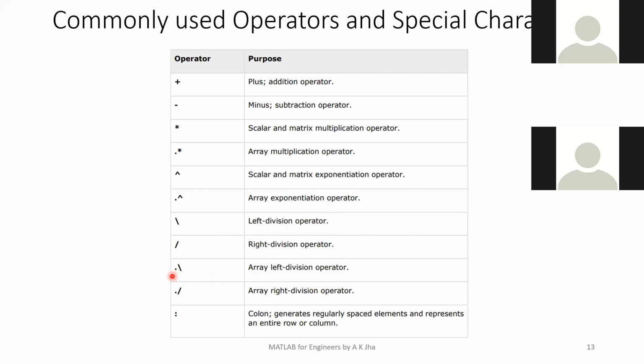And if you put a dot before this arithmetic operation, that has its own meaning. Here you can see it's a scalar or matrix multiplication, and here it is an array multiplication operator. Array-wise, each element will be multiplied with some element or some number if you put a dot. And colon generates regularly spaced elements and represents an entire row or column. I will try to give you some examples as well.